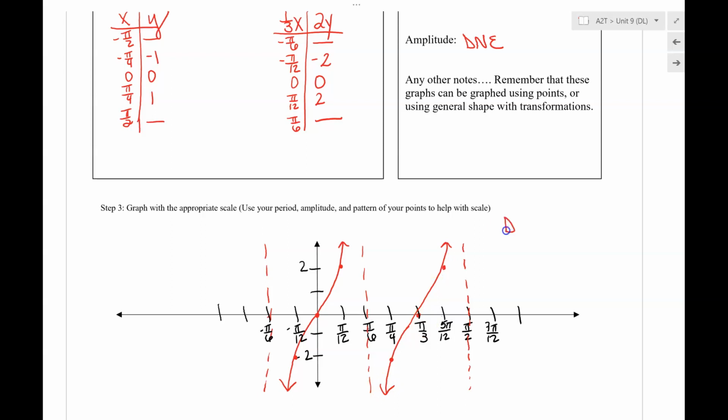So the domain is all real numbers. X can't equal the location of the first asymptote. You could put negative pi over 6. It doesn't really matter. It's just a location of an asymptote plus the period times k, where k is any integer, because it's going to occur every 4 tick marks. It takes 4 tick marks to cycle through a period. And then the range is all real numbers. Ta-da! Nice. Let's go to the next one.